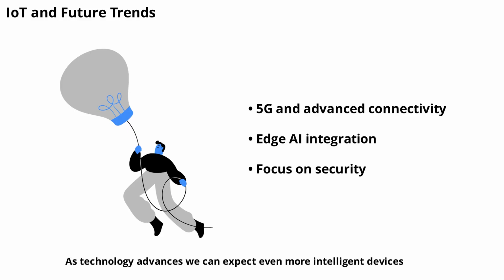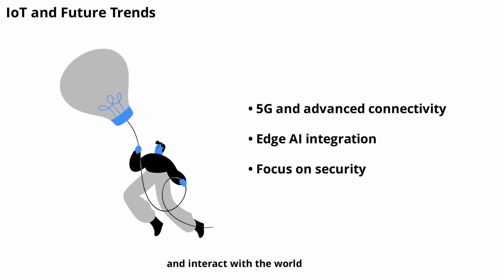The future of IoT is full of exciting possibilities. As technology advances, we can expect even more intelligent devices, improved connectivity, and greater integration with AI and machine learning. Emerging trends include 5G networks, edge AI, and increased focus on security and privacy. IoT will continue to shape the way we live, work, and interact with the world.